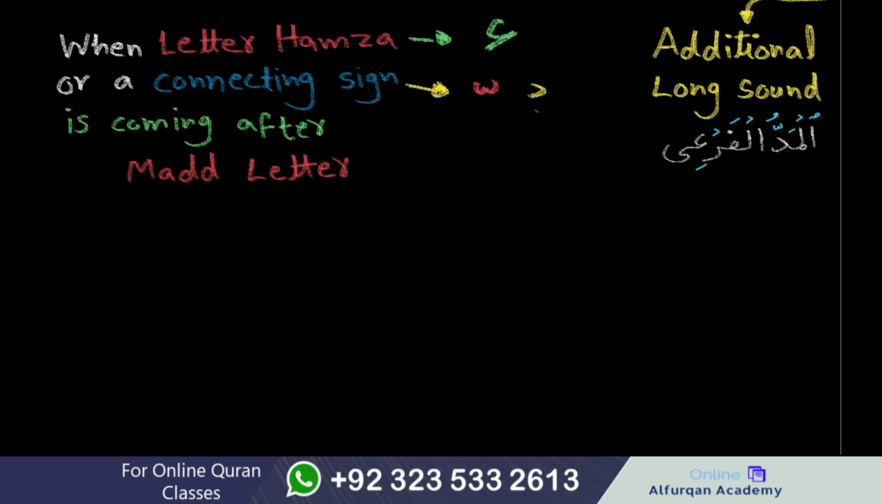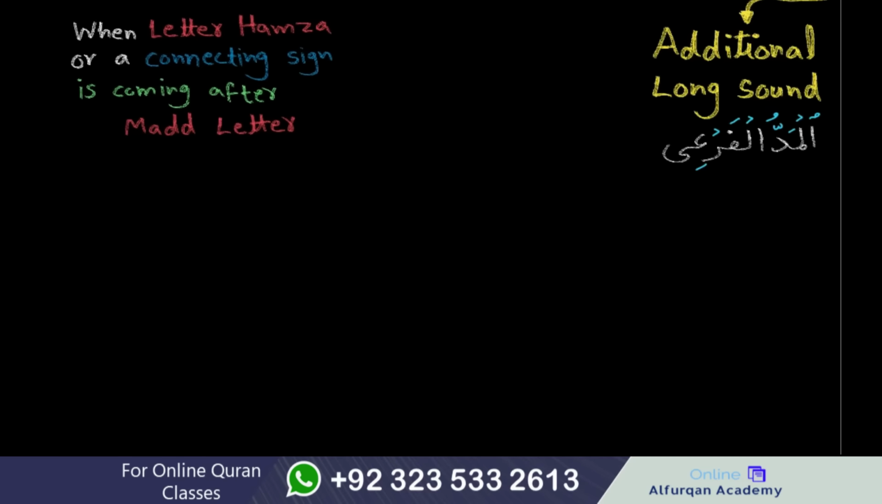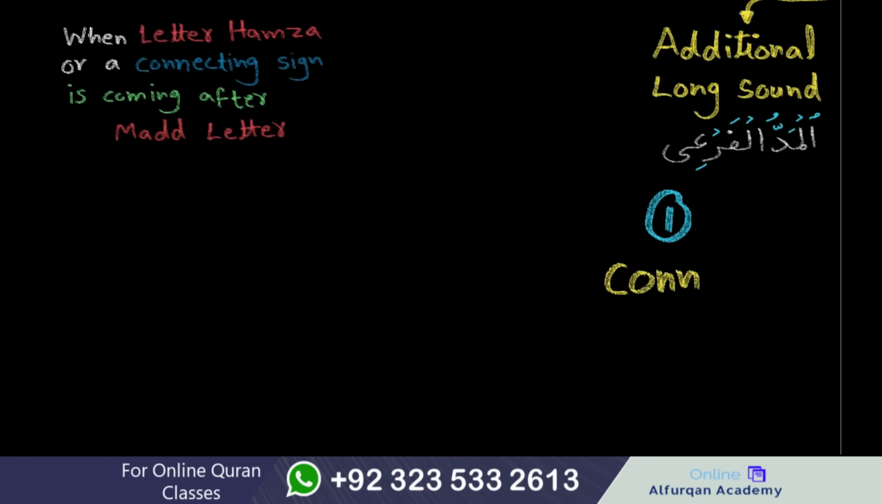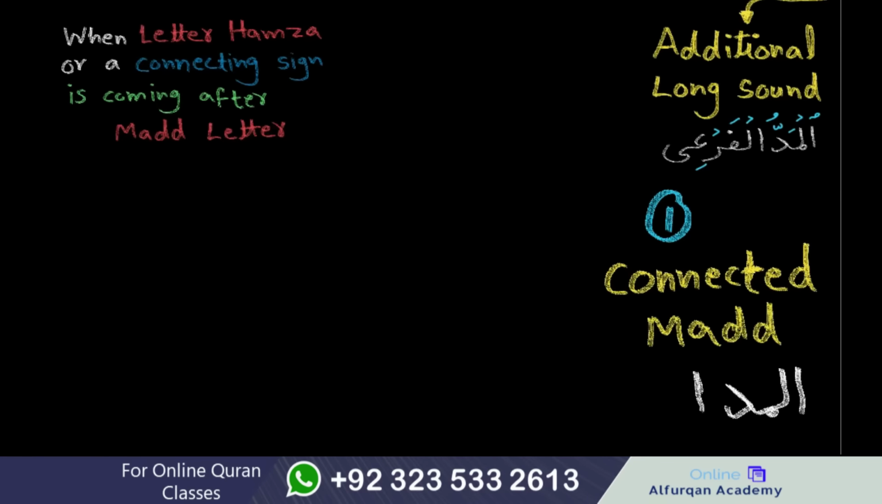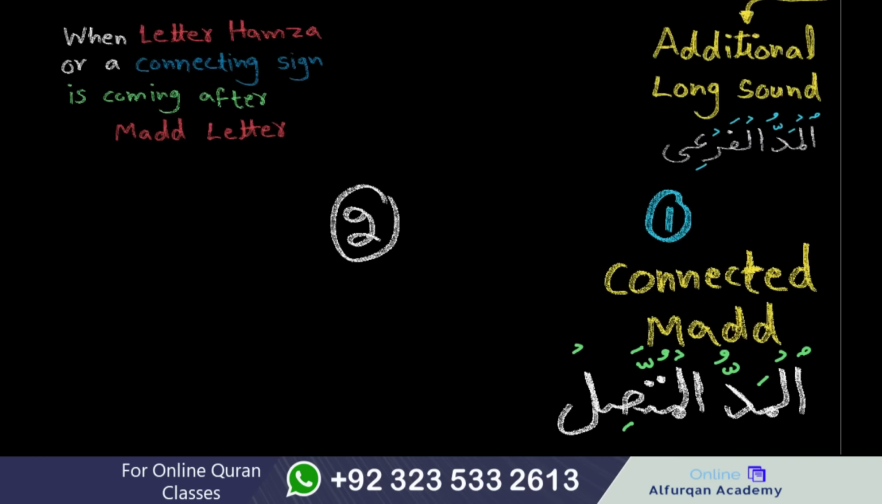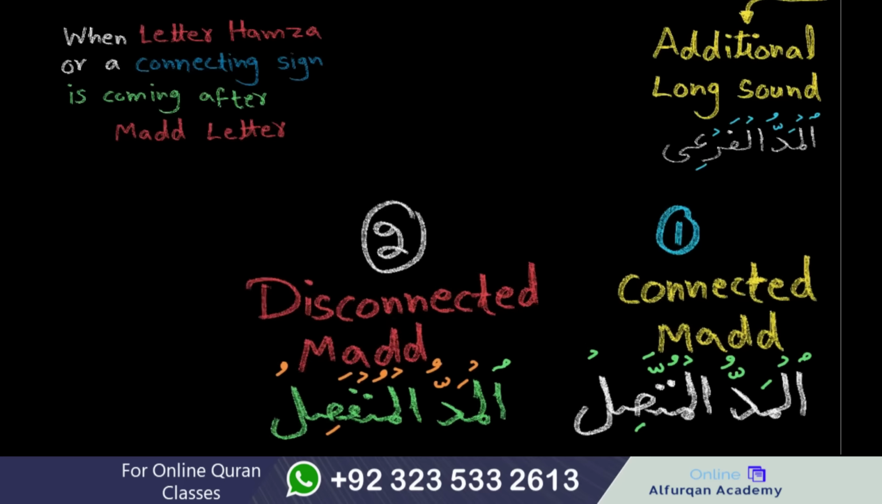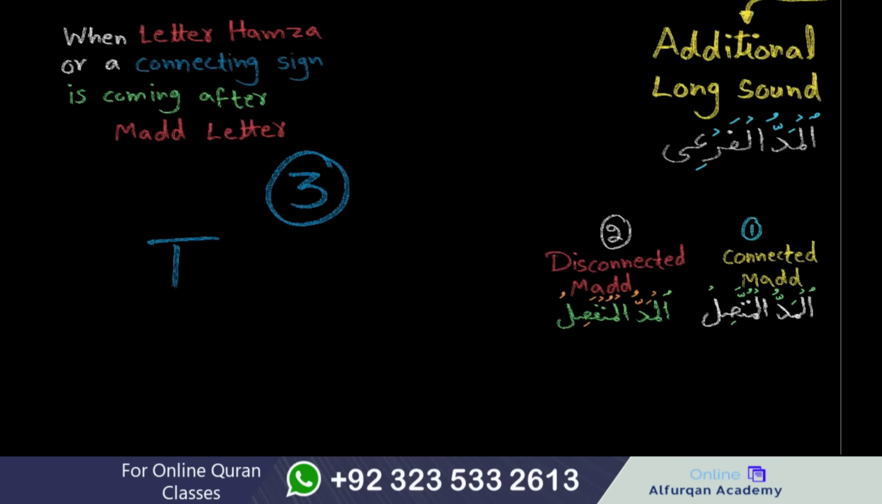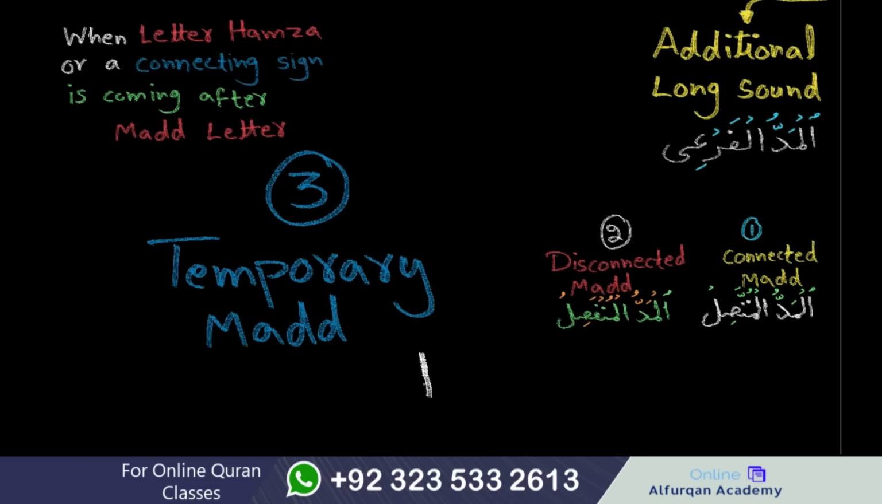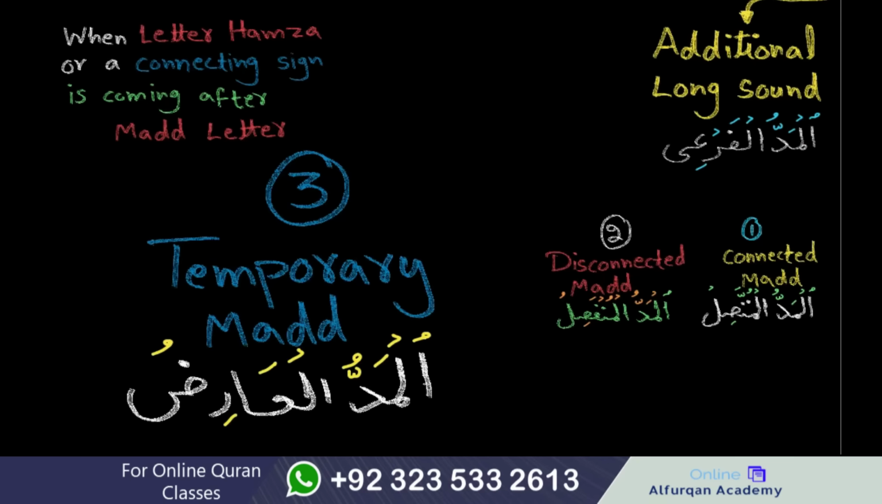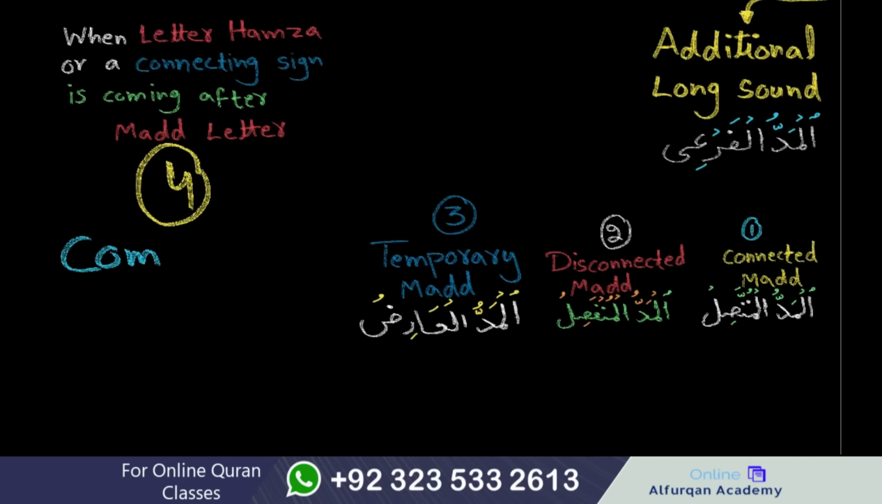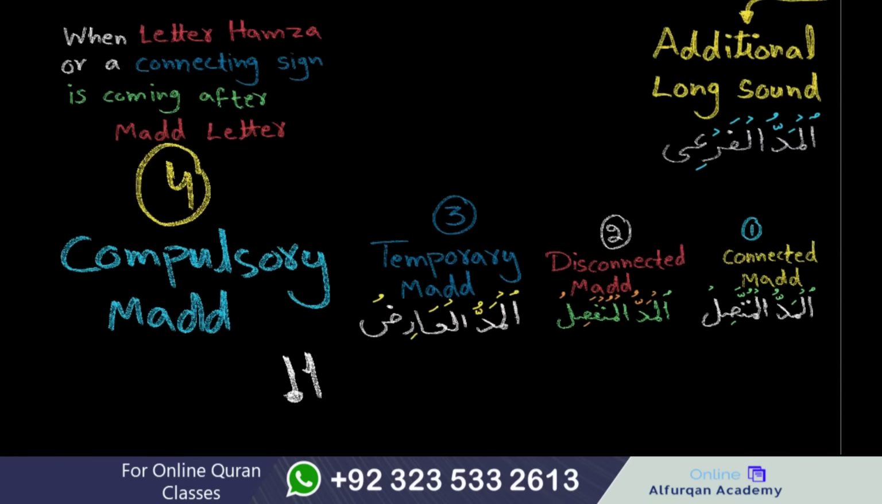Additional long sound is divided into 4 main types. Number 1 is connected Madd. In Arabic we can say Madd Muttasil. Number 2 is disconnected Madd. In Arabic we can say al-maddul munfasil. Number 3 is temporary Madd. In Arabic we can say al-maddul aarid. And number 4 is compulsory Madd. In Arabic we can say al-maddul lazim.